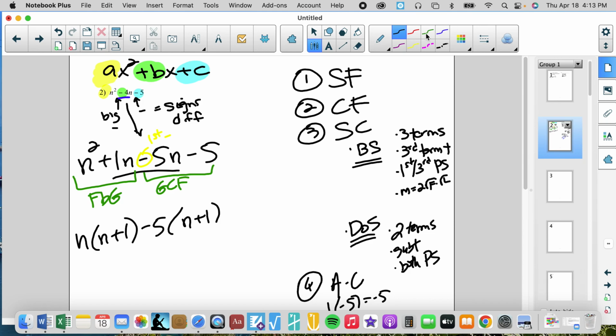How do I know I got it correct? Because these binomials will be the same. I'm going to factor out the n plus 1, and that leaves me with n minus 5.